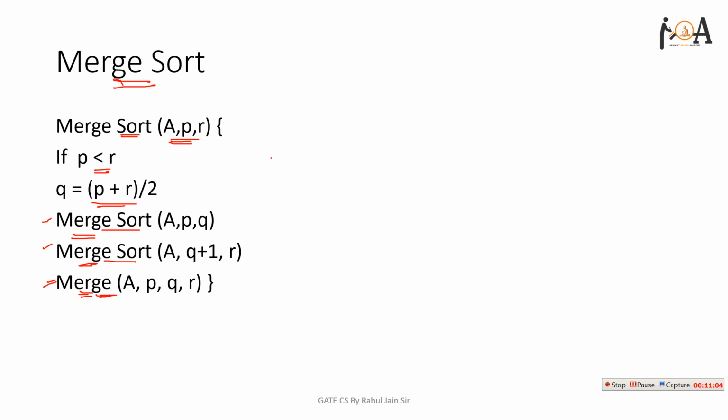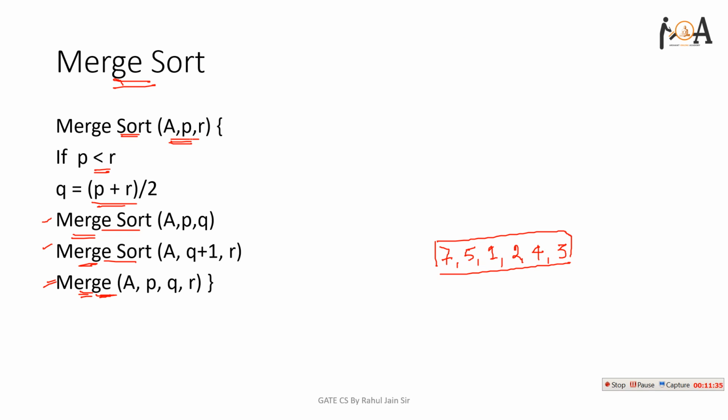Okay guys, so we can again understand it with our simple problem. For example, we have a simple array, 7 5 1 2 4 and 3. Okay guys, this is our array, and we need to apply merge sort on it.